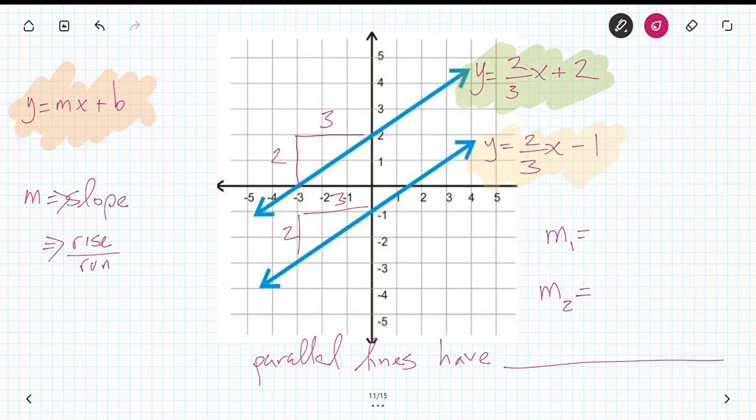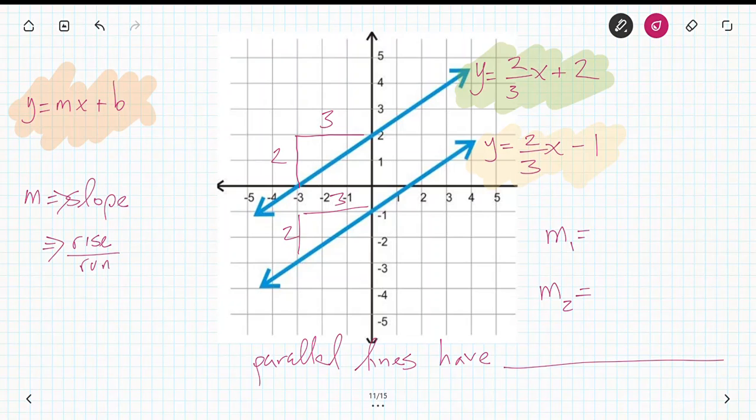So for example, for the first line, the one that is highlighted in green, the rise is 2 and the run is 3, so its slope is 2 over 3 and its y-intercept is 2. And for the second line, the one highlighted in yellow, it has the same rise of 2 and a run of 3, but its y-intercept is -1. The only difference between these two lines is their y-intercept, but they have the same slope.